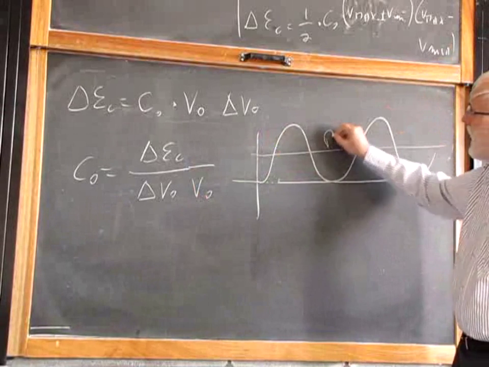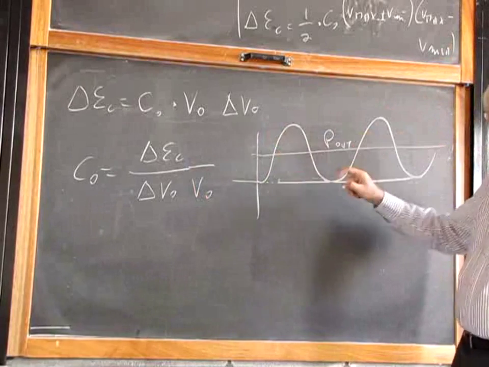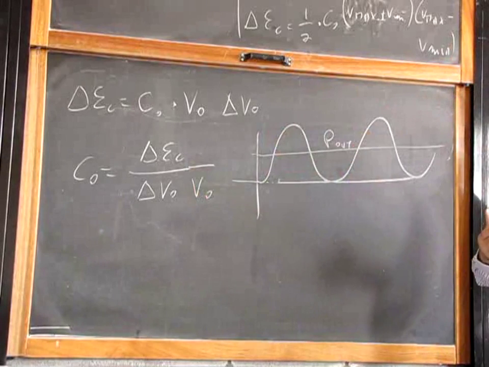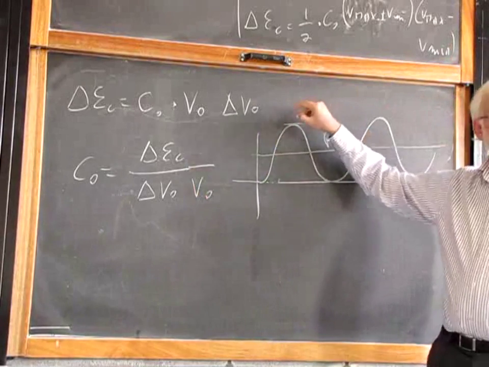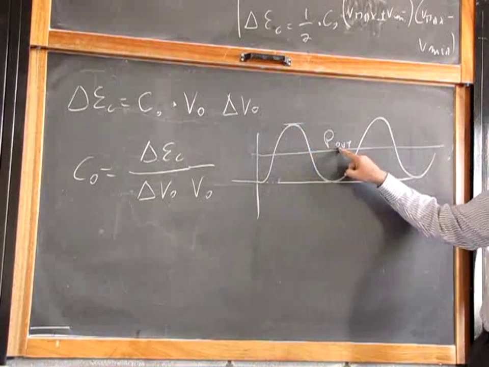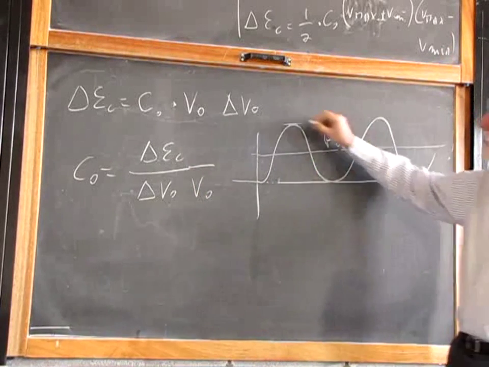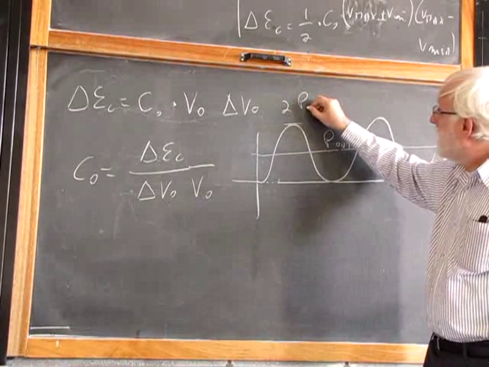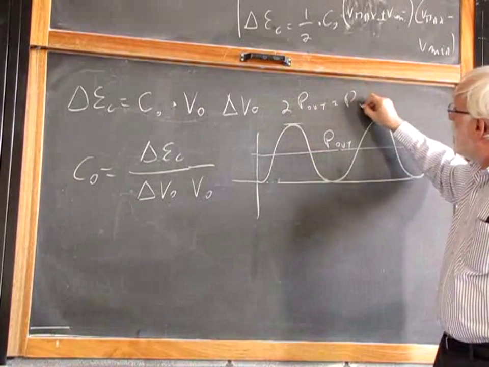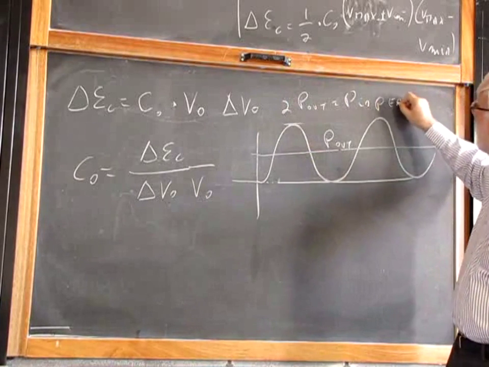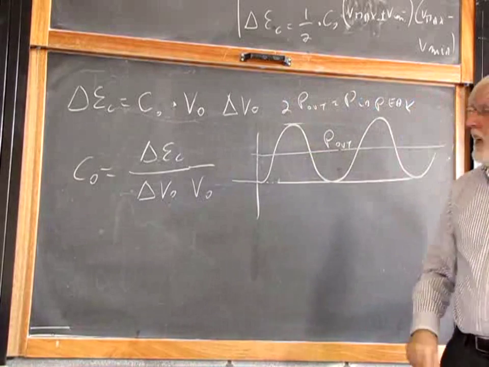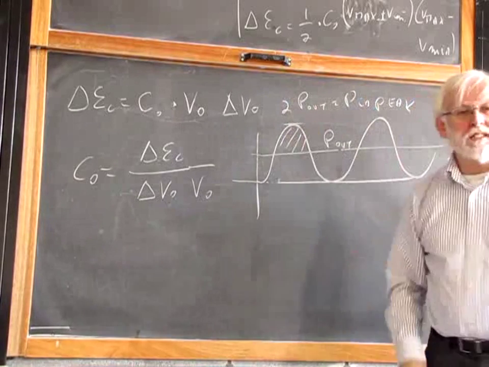This is the average input, the average output power, what you have to provide in the load. And here is the peak power, that is twice as much P out. 2 times P out equals P in. And we have to find out how much is this area.